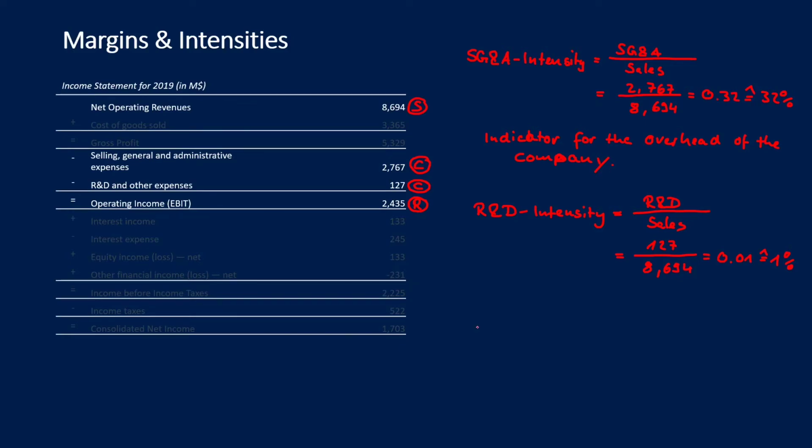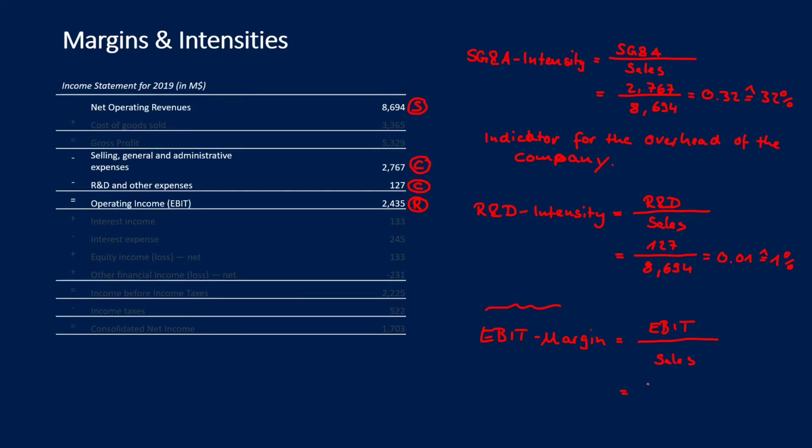And of course, now we can calculate the EBIT margin. Attention, this is again a margin, so let's write it like this, EBIT margin. And the EBIT margin is of course defined, by the way, it is also called operating margin or operative margin. It is defined as EBIT in relation to sales.